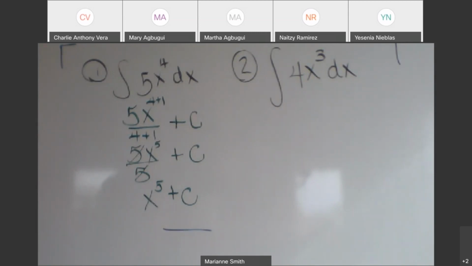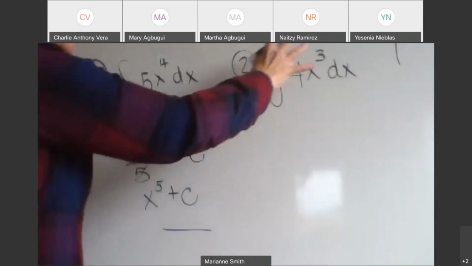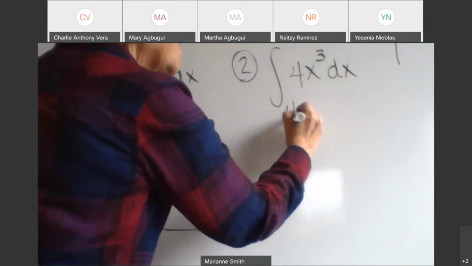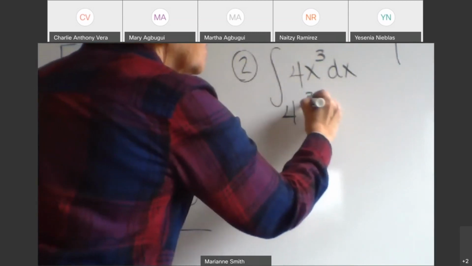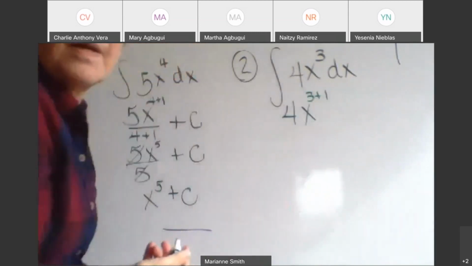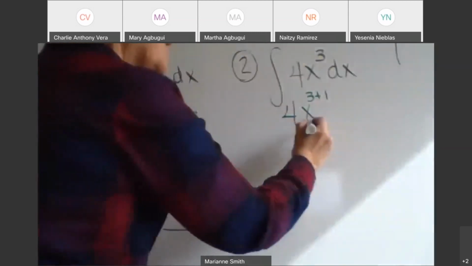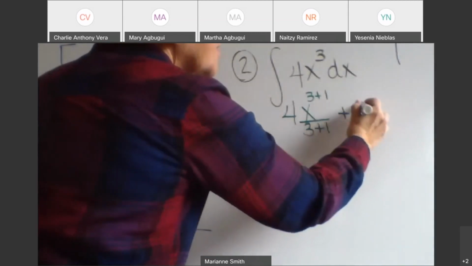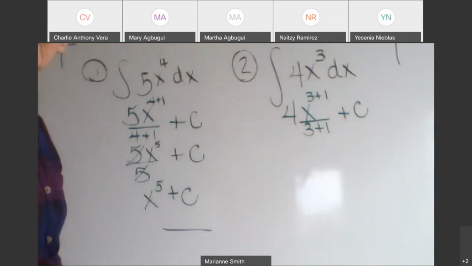Let's take a look at the second one. The second one is very similar, just slightly different numbers. With this one, I'm going to add 1 to my exponent. And then I'm going to divide by the new exponent. And then put the constant of integration afterwards.